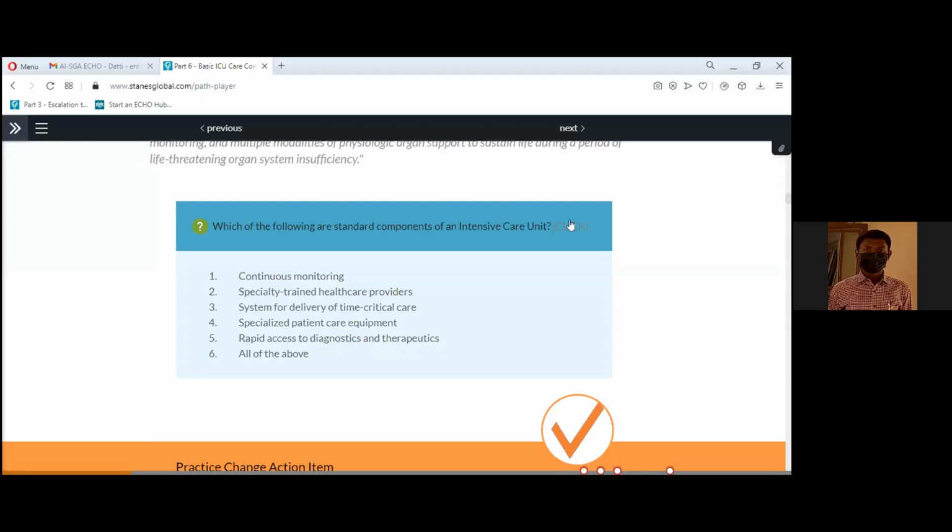Yes, and for you to achieve this, you need specially trained healthcare providers, and then you need specialized equipment for continuous monitoring of the patients. And then, of course, rapid access to diagnostic and therapeutics, because it is time bound. So any moment a problem is sensed, then it should be diagnosed, and then therapy instituted. So let's go down.